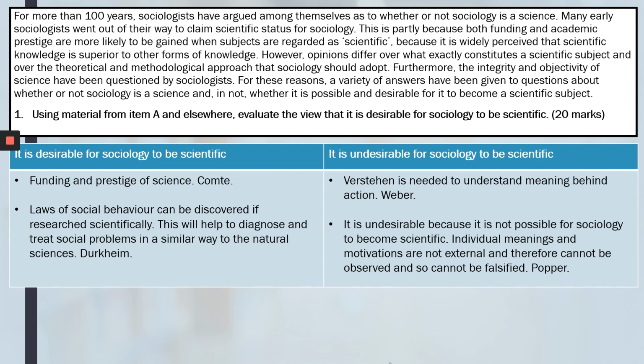There are so many other variables that would affect, let's say, labelling, and we can't be sure that a teacher labelling a student is the actual reason why they succeed or underachieve. So because we can't use a test to prove or disprove that theory, arguably we can say that it's undesirable for it to be scientific.